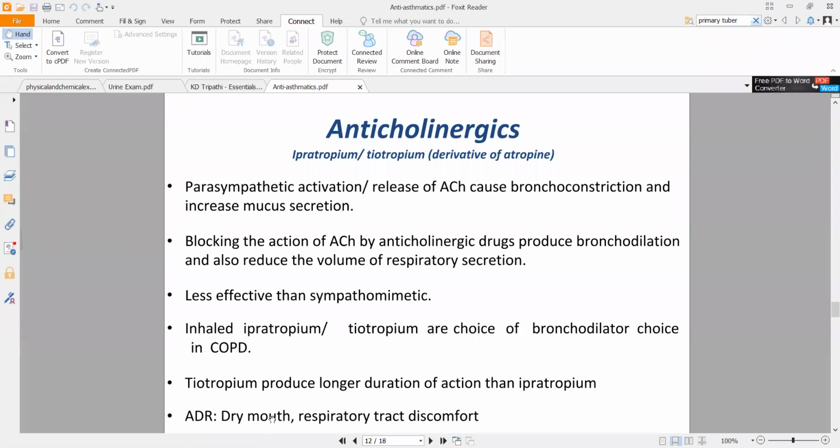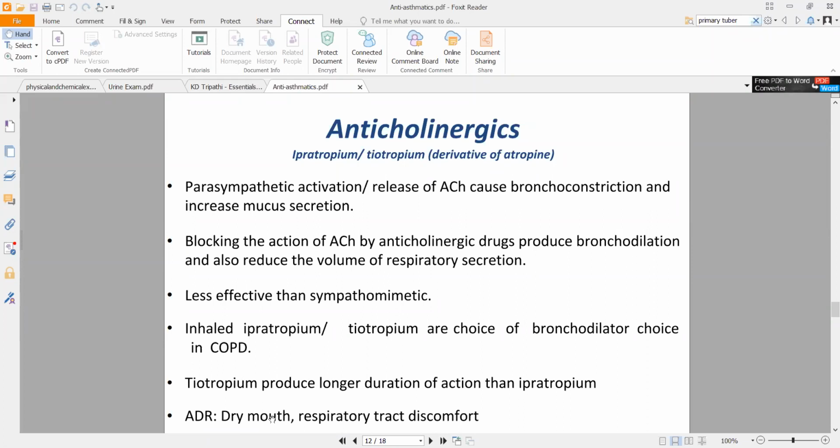Because if you remember the effect of the parasympathetic system in your mouth, it will cause salivation, right? When you're writing ADRs or side effects of anticholinergic drugs, imagine what will happen whenever I am inhibiting the parasympathetic system. What is the normal function of the parasympathetic system? Exactly the opposite will happen. So those will be the ADRs of this.